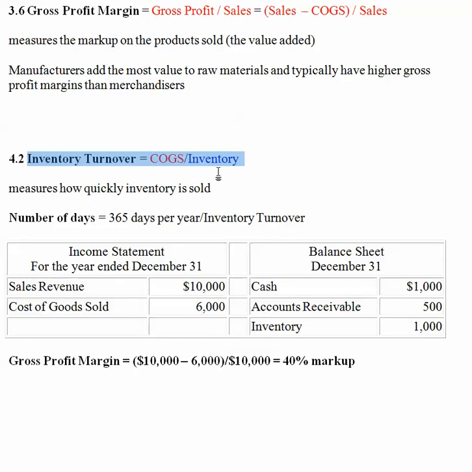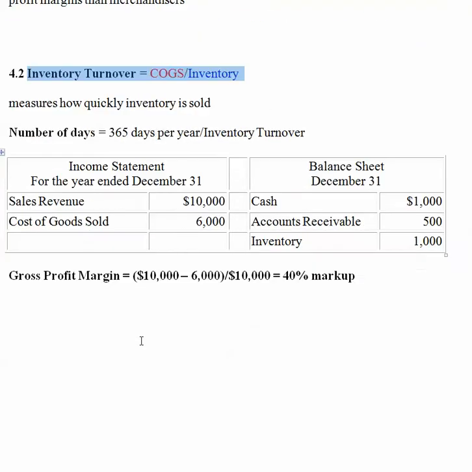So that turnover can be translated in terms of the number of days that it takes on average to sell your inventory. What you're going to do is take the number of days in a year and divide it by your inventory turnover that you calculate here. So let's go through an example using this down here.